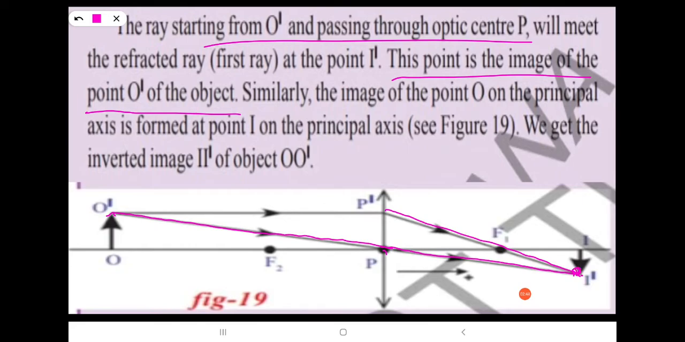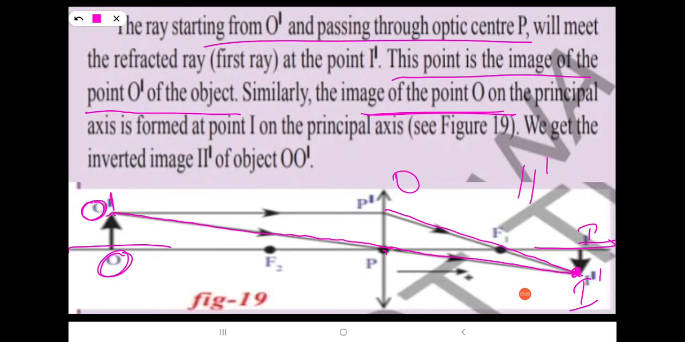So this point is the image of the point O dash of the object. These two lines intersect at that point. We consider it as I dash, and it is the image of the point O dash of the object. Similarly, the image of the point O on the principal axis is formed at point I on the other side of the lens, right? So we get the inverted image, that is I dash. I dash is the inverted image of object O dash.